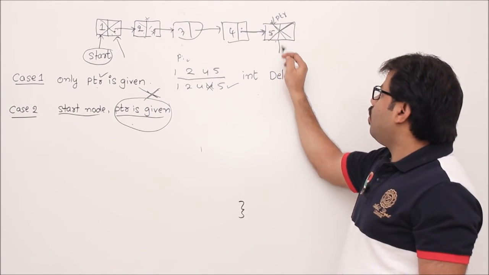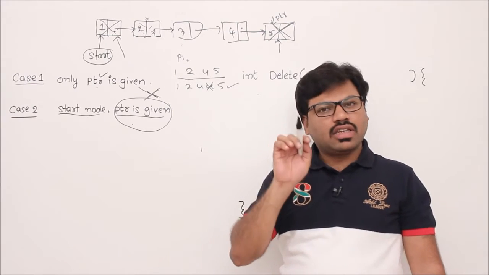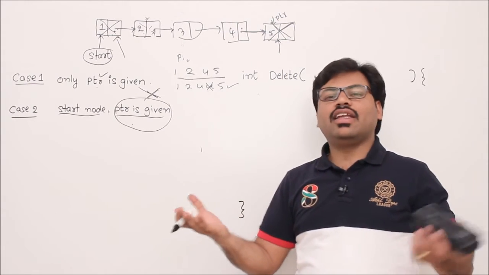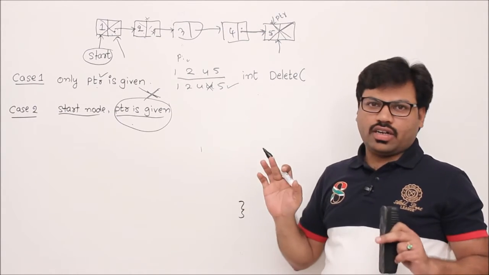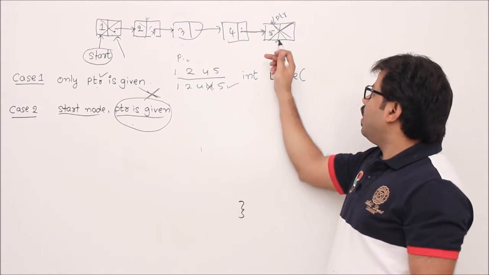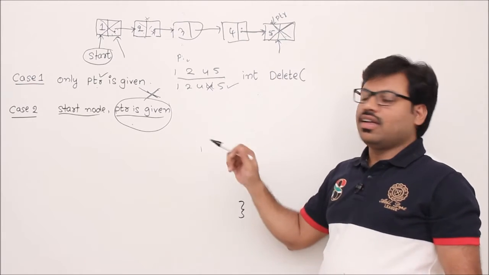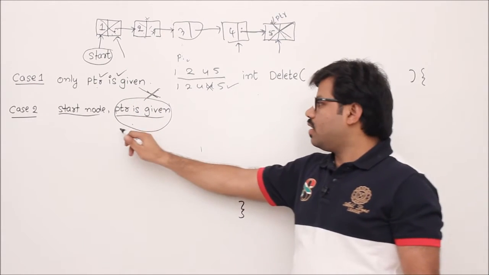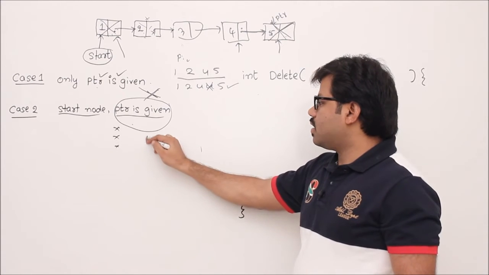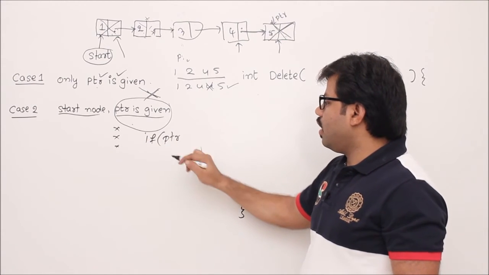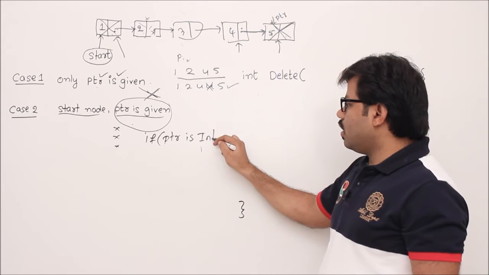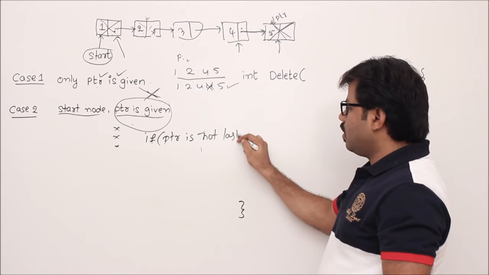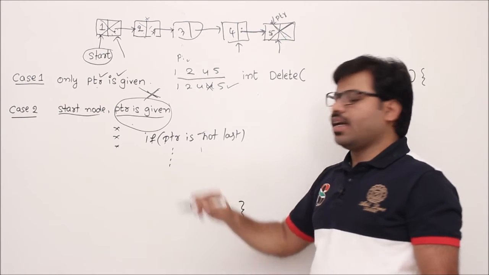I have a problem only with the last node, correct? If it is the last node, then PTR->next is what? Null. Then in that case, I don't know how to delete. I will solve only that problem. If PTR->next is not null, then I always have a solution. Already I did it, correct? I applied that solution. Okay. So case number 1: if PTR is an intermediate node, otherwise PTR is not last, then what do you do? I know the technique, I apply it.